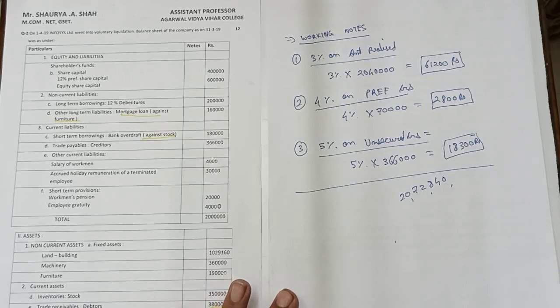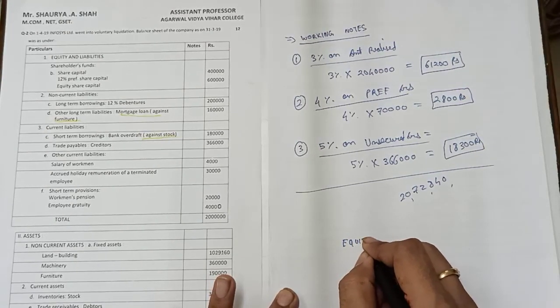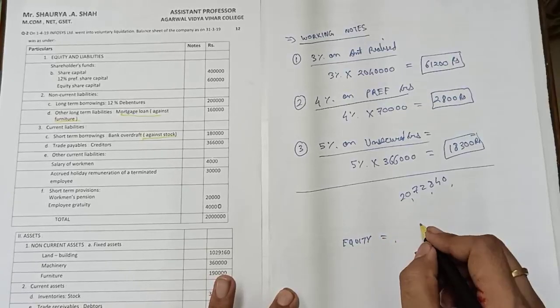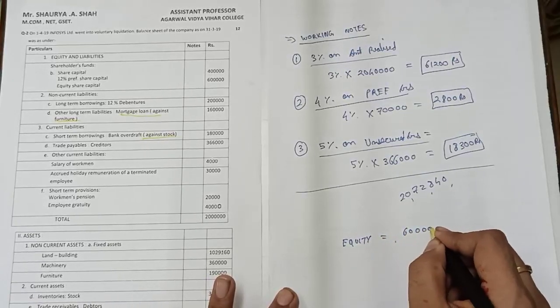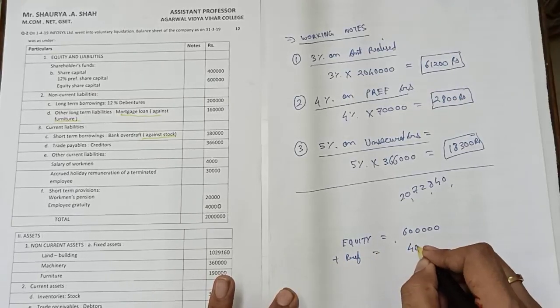20,72,840 is my total receipt amount, minus, deduct everything, right? You need to deduct everything. So find out first of all how much amount is to be paid to equity shareholders. Equity share capital, I suppose it is 6 lakh, plus preference share capital, I suppose it is 4 lakh.